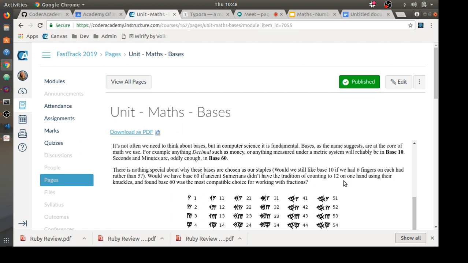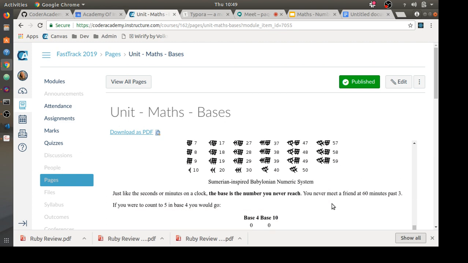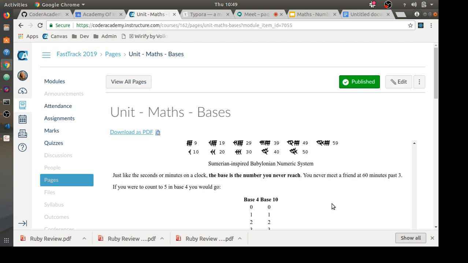But 60 seconds in a minute and 60 minutes in an hour. So if we're talking about time, we don't say it's 4:60. We say it's 5. We go over to the next number, right? When we get to 60, we loop over to the next number. So we sort of use base 60 for time. There's this bit that's just kind of interesting about base 60.